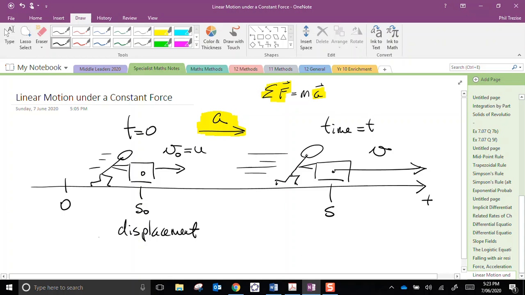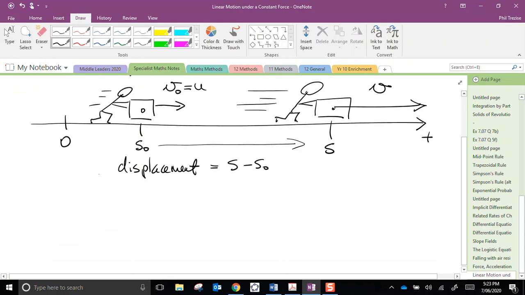Now clearly we've been accelerating, so our person pushing the box is moving quite a bit faster at some higher velocity v, sometimes called the final velocity, and the position is now s along the number line. Technically the displacement is the difference between these. The displacement is s minus S0. Now, often we will begin the motion from the origin, so S0 equals nothing, and this is where we get the shorthand that displacement equals S.